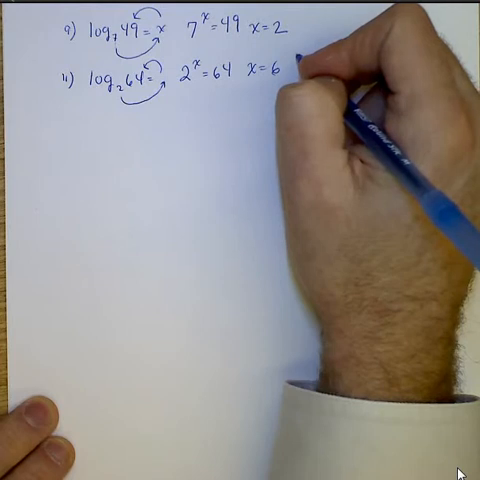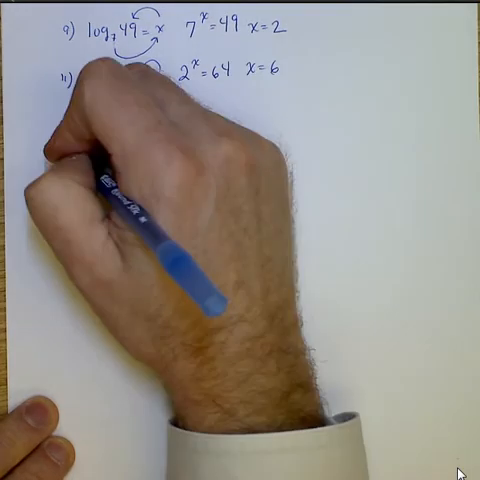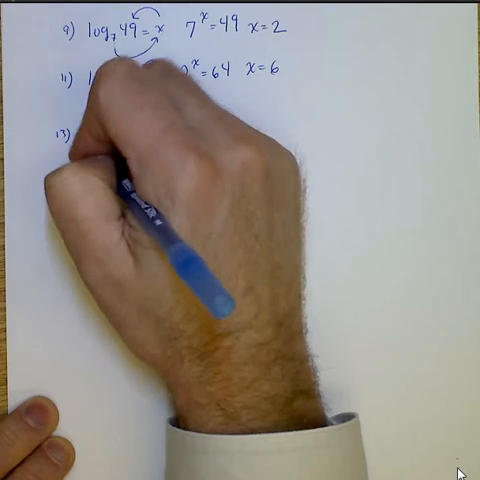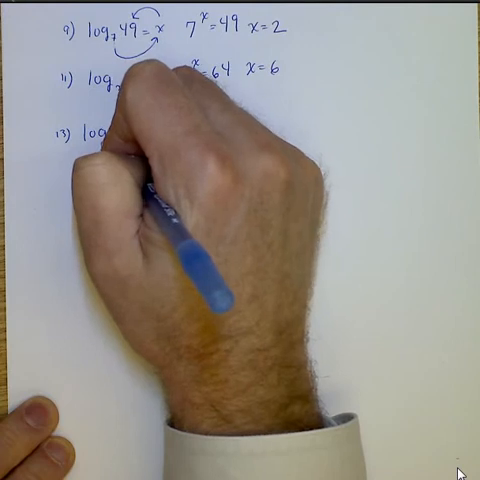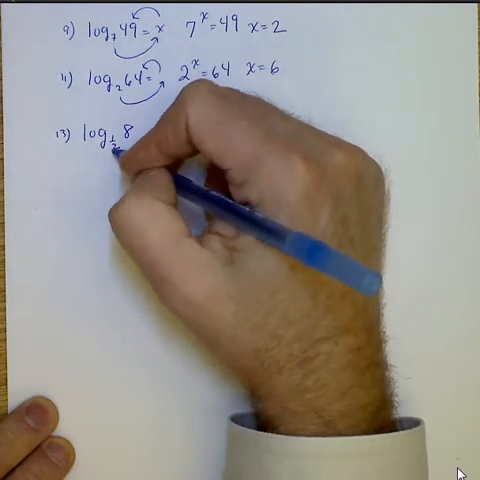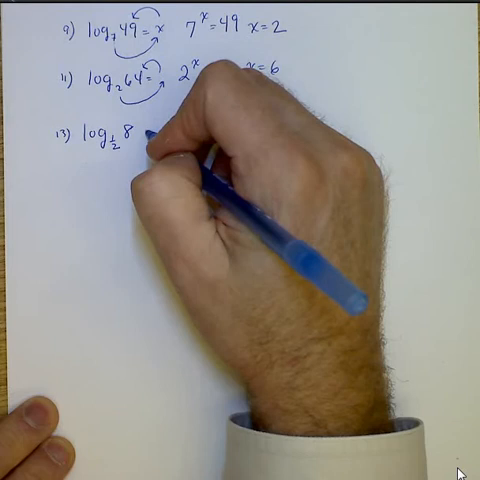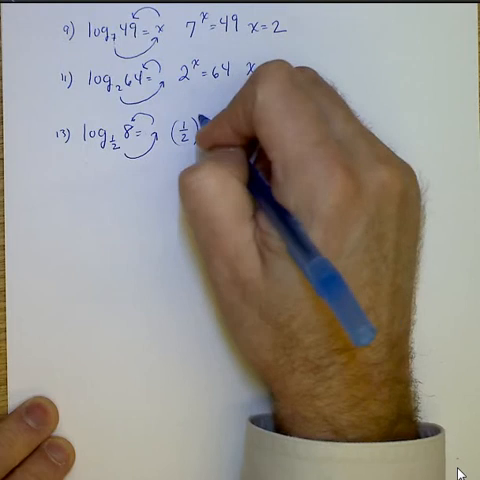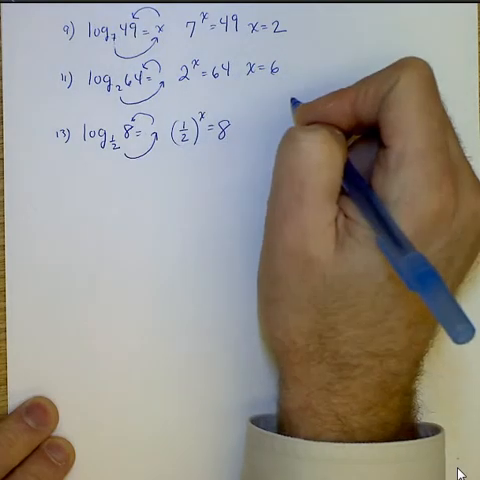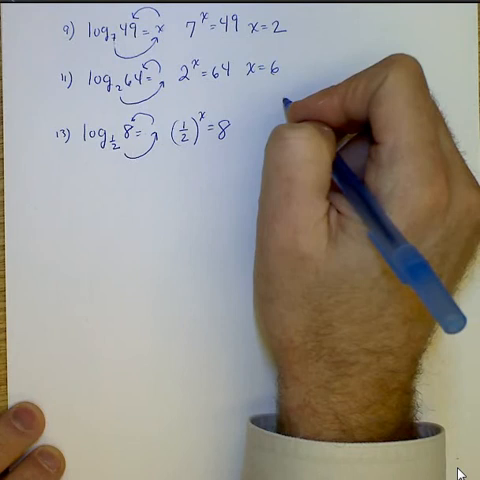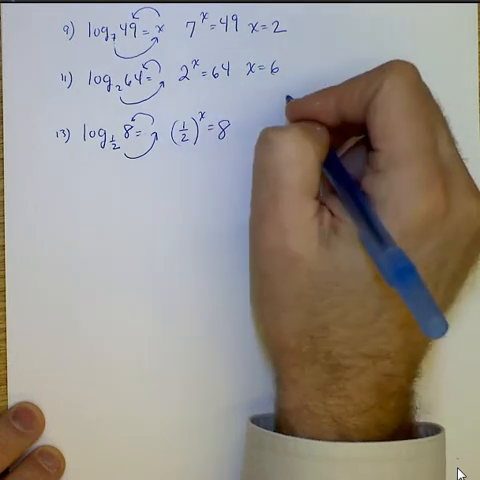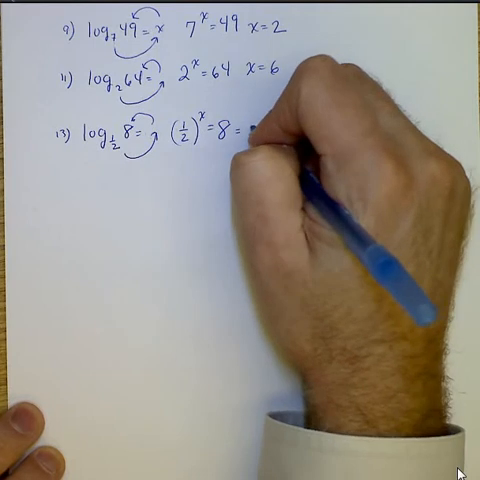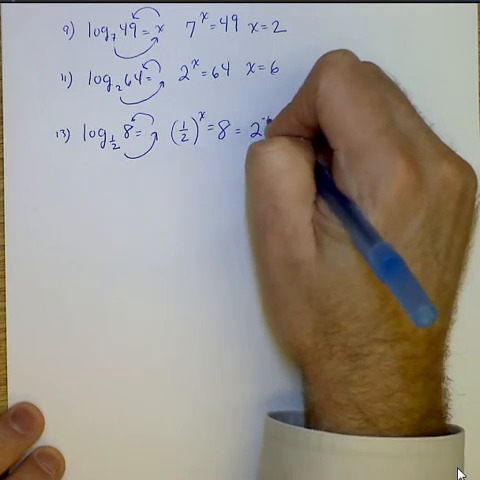Let me go ahead and do one more on this section, number 13. In number 13, it's the log base a half of 8. And again, we're going to run the same structure here. So 1/2 to the x equals 8. Now, one of the things you can do here, if you don't know what 1/2 is raised to get 8, is rewrite a half as 2 to the negative 1, because 2 to the negative 1 is a half.